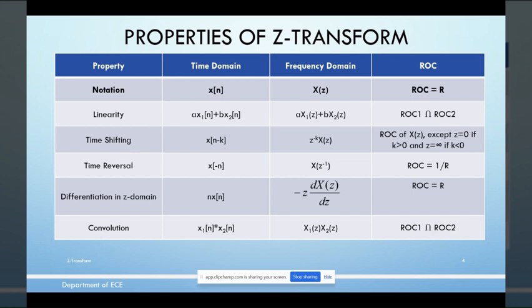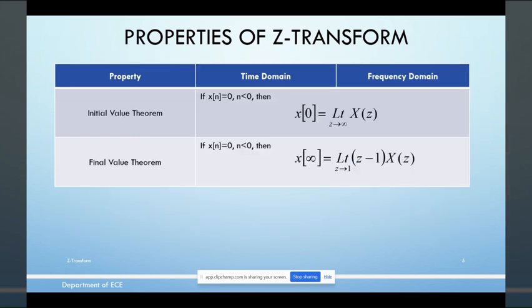Convolution property is just a multiplication in the Z domain. That is one of the added advantages of the Z transform. Other two properties are the initial value theorem and final value theorem, which help to find the initial value of the signal without going to the inverse Z transform. x of 0 is equal to limit z tends to infinity x of z. Final value theorem is x of infinity equals limit z tends to 1 of z minus 1 into x of z. This helps to find the final value and initial value during signal analysis.